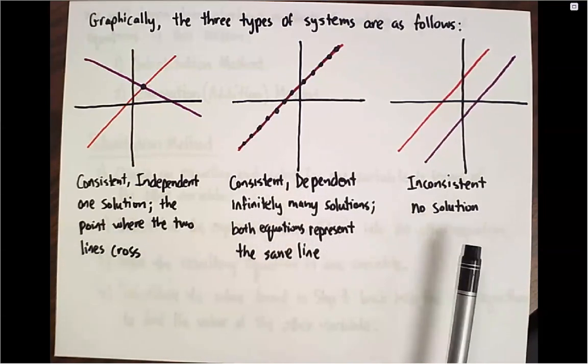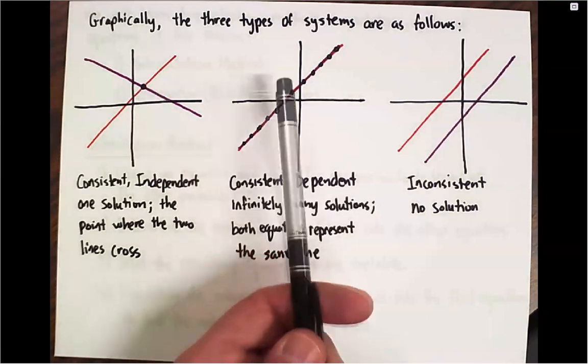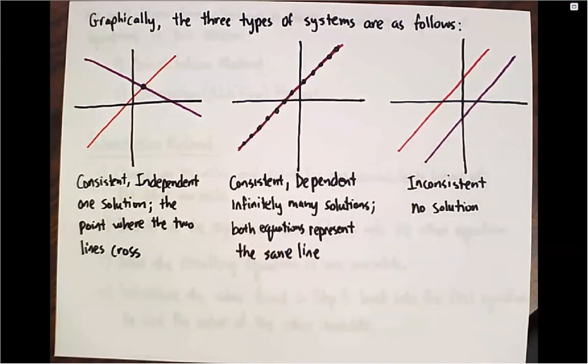And if it's an inconsistent system, you're gonna get two parallel lines. They won't cross. It has no solution. So: independent, dependent, inconsistent.